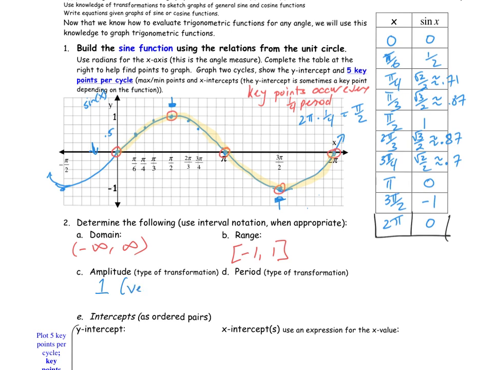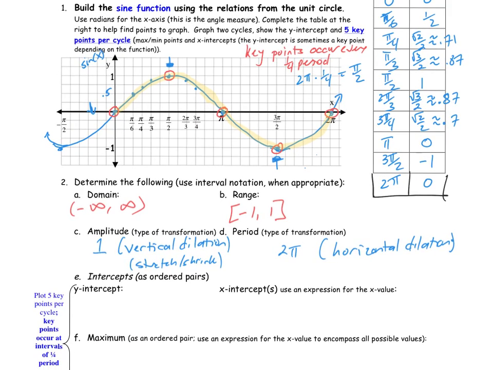And if we want to change that on our graphs, we can have a vertical dilation, or that's a stretch or shrink. So dilation means both stretch or shrink. The period. The period is how long it takes to complete 1 cycle. We talked about that already. That's 2 pi. And in order to change the period, we would have a horizontal dilation. That would be a horizontal stretch or shrink.